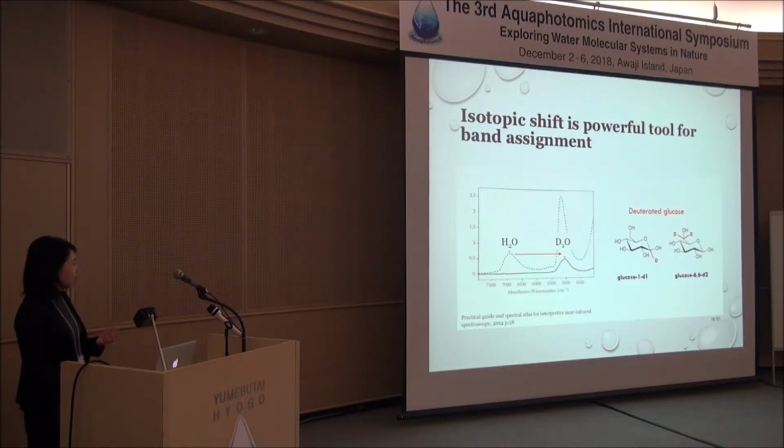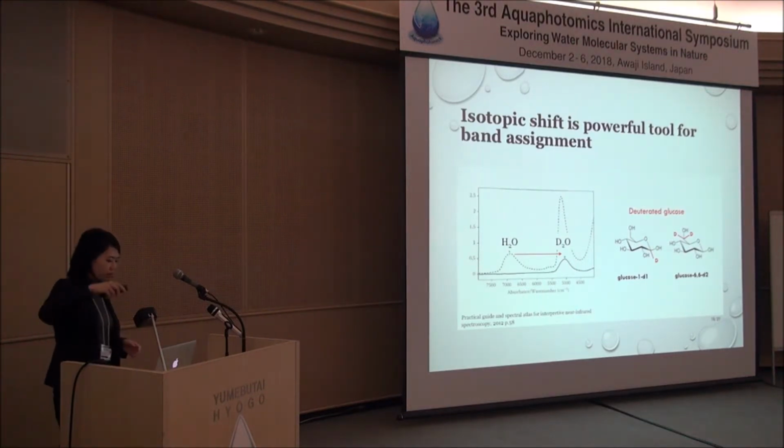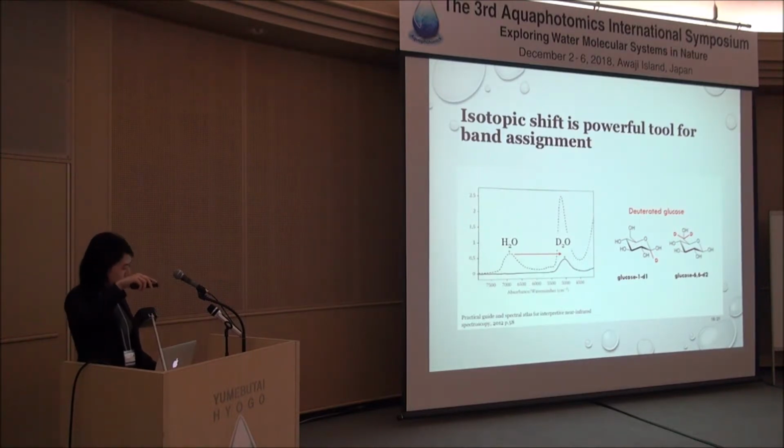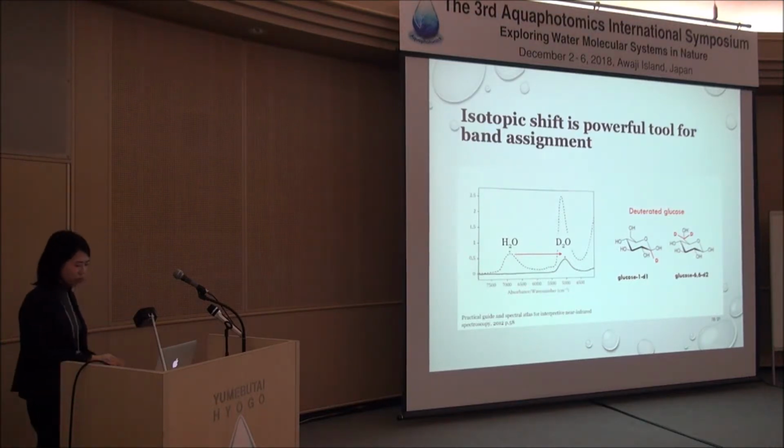To assign each peak in the regression vector, we are now trying to analyze deuterated glucose solution. Deuterium has twice the weight of hydrogen, so exchange to deuterium causes peak shifts like this. This is a powerful tool for band assignment in vibrational spectroscopy. Here we use two types of deuterated glucose, glucose 1-D1 and glucose 6,6-D2.